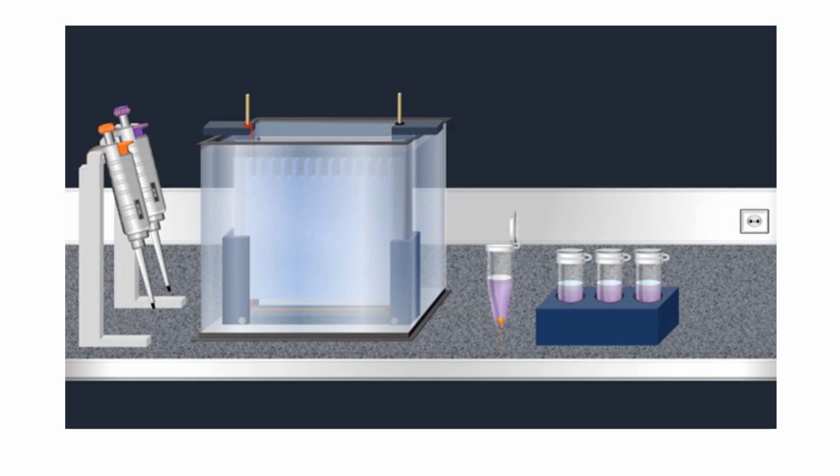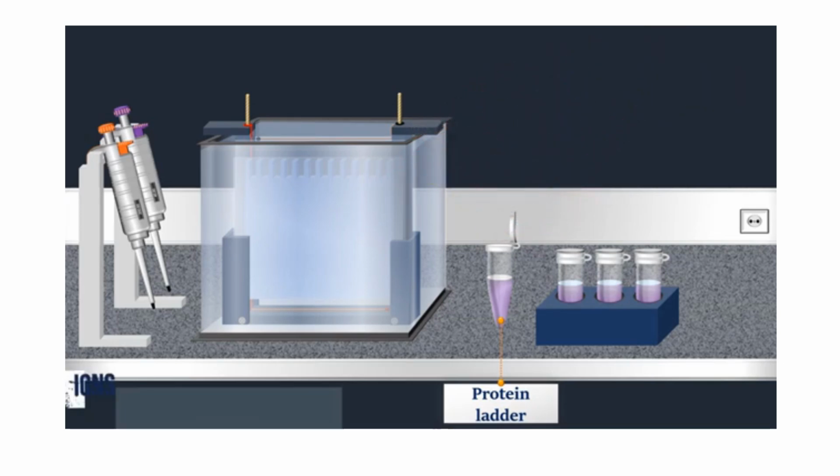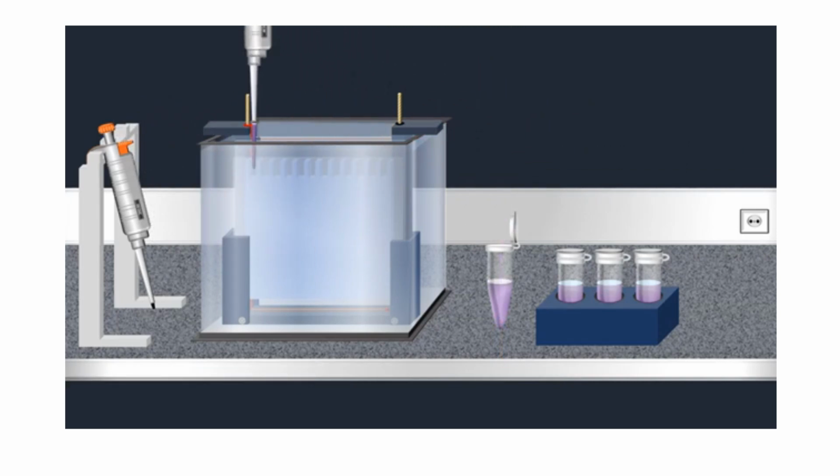For sample application, in addition to the samples, a molecular weight size marker is usually loaded onto the gel. This consists of proteins of known sizes, and thereby allows the estimation of the sizes of the proteins in the actual samples, which migrate in parallel in different tracks of the gel.